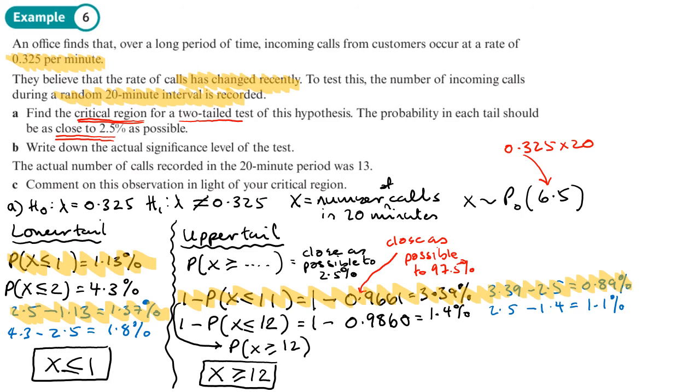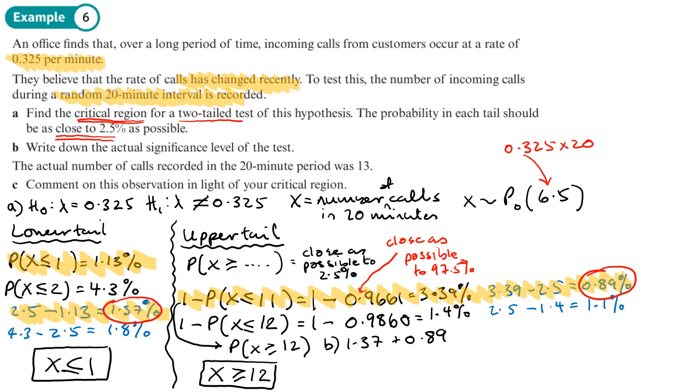it means that there's actually been a change. Right, we're finally on part B here, the actual significance level. Well, I just need to add this probability and this probability together. So that's going to be 1.37 plus 0.89, and that gives me 2.26%.